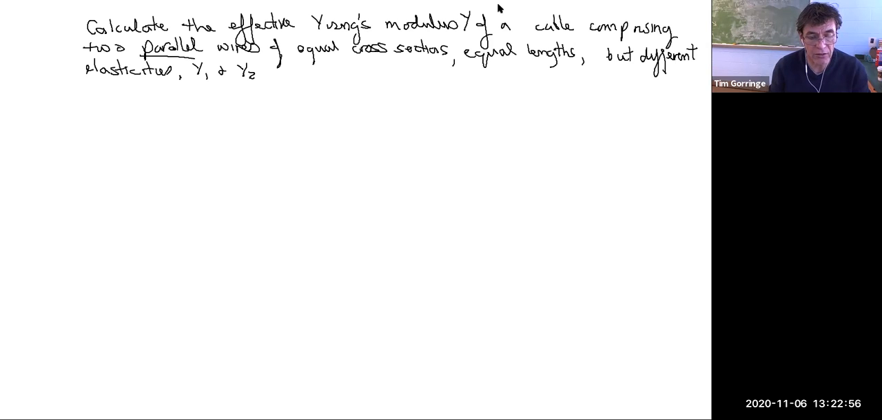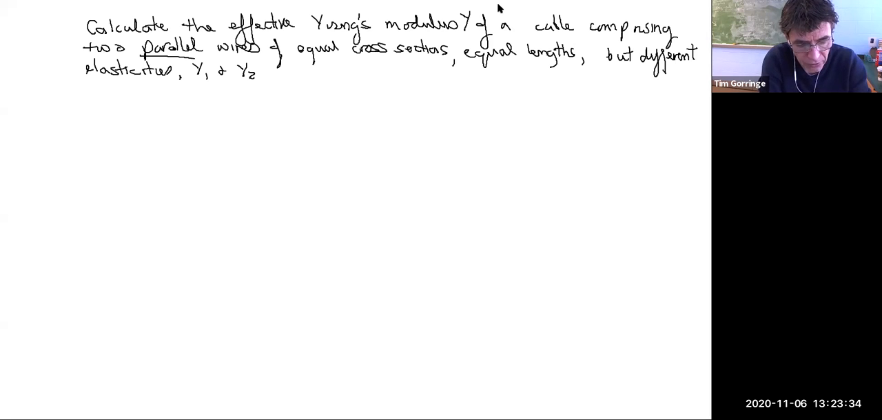So we're imagining a situation where we got two wires of equal length. They're of equal cross-sectional area. They're different materials, and we arrange them in parallel, next to one another like this, adjacent to one another. And we're going to compute again the effective Young's modulus, the effective elasticity of the cable arrangement in terms of the individual elasticities, the Young's moduli, of the wires that make up the cable.